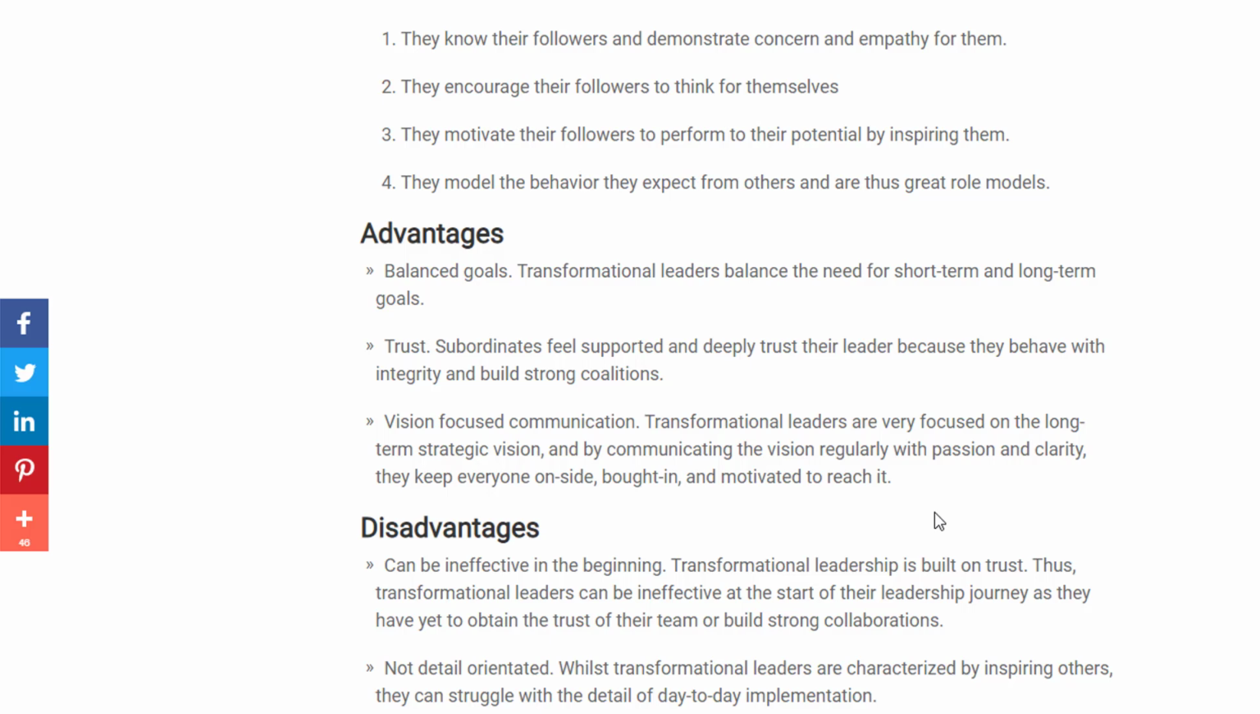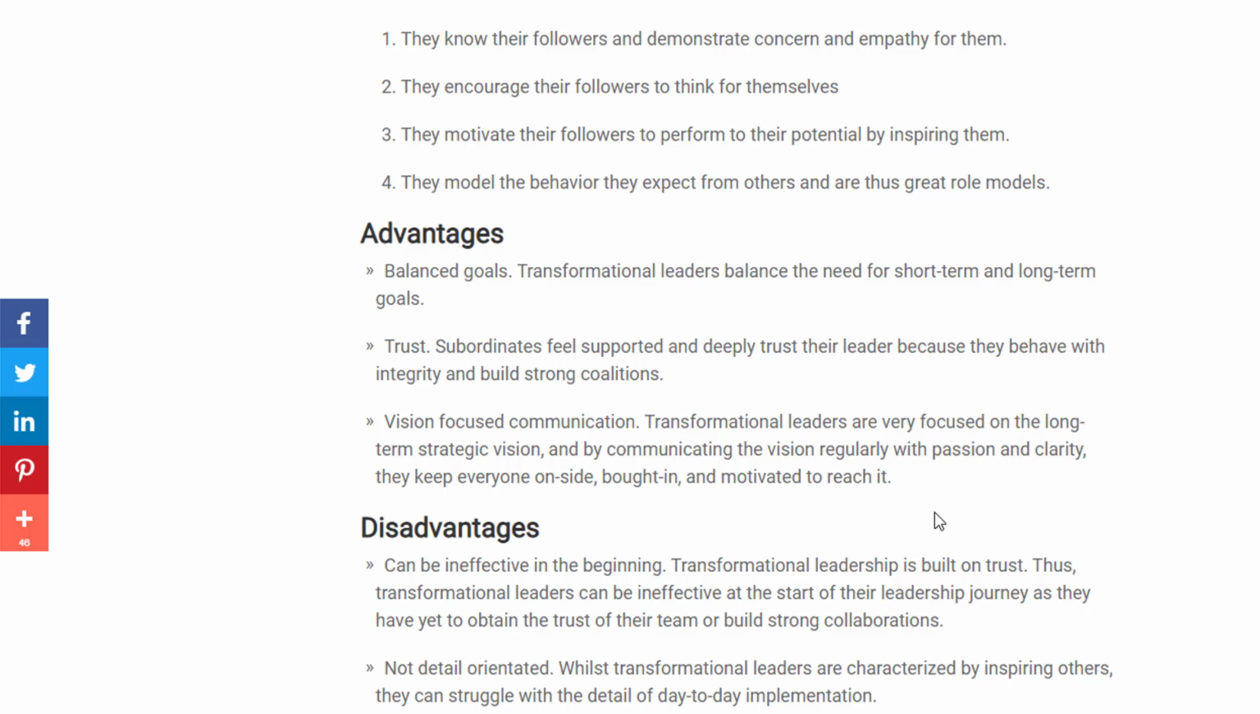Disadvantage: can be ineffective in the beginning, because that's before people see your vision, but after they see your vision, then they come on board. Transformational leadership is built on trust. Thus, transformational leaders can be ineffective at the start of their leadership journey as they have yet to obtain the trust of their team or build strong collaborations.